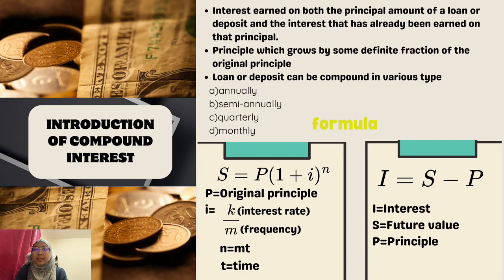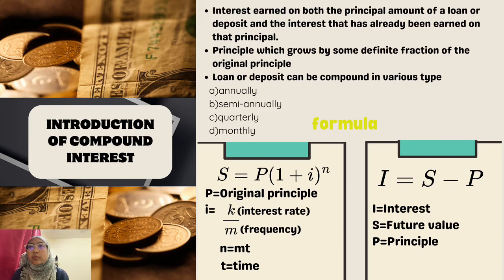Introduction of compound interest. Compound interest is interest earned on both the principal amount of a loan or deposit and the interest that has already been earned on that principal. The principal grows by some definite fraction of the original principal. A loan or deposit can be compounded in various ways, like annually, semi-annually, quarterly, and monthly.